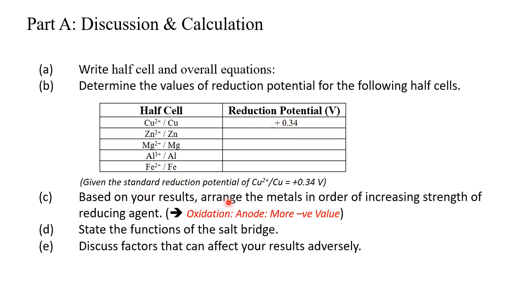Based on your result, arrange the metals in order of increasing strength of reducing agent. Reducing agent means that normally we will choose the one that undergoes oxidation at the anode, with the more negative value. And then state the function of the salt bridge. Discuss factors that can affect your result adversely.